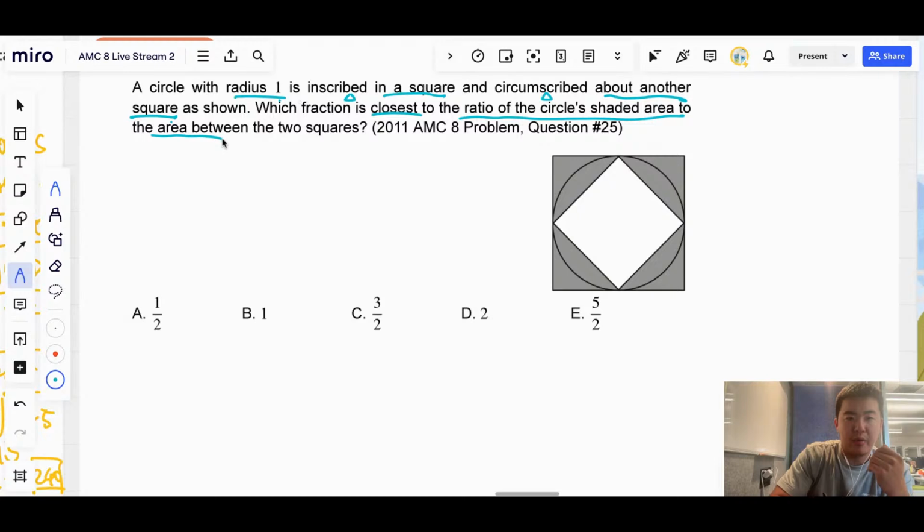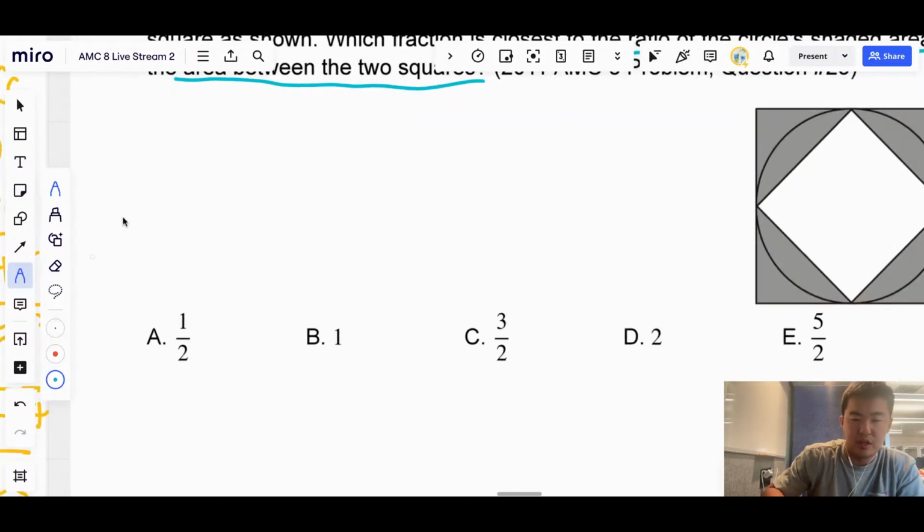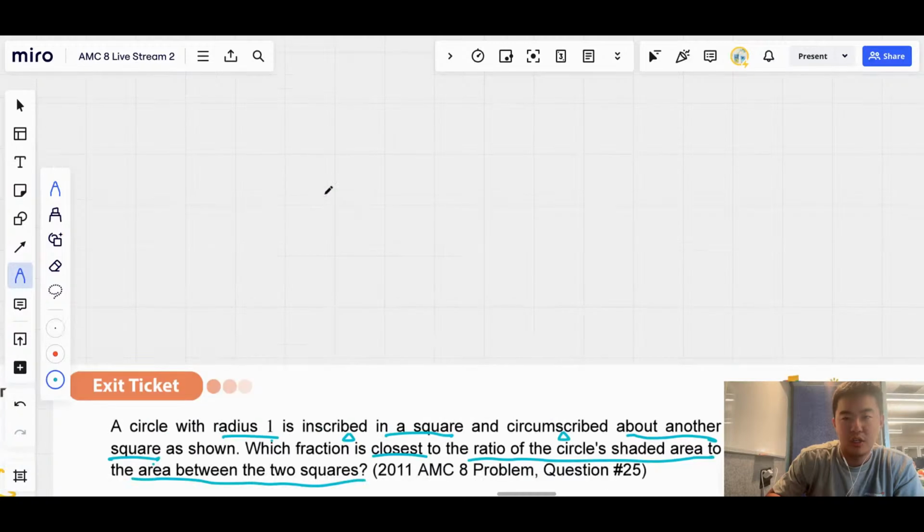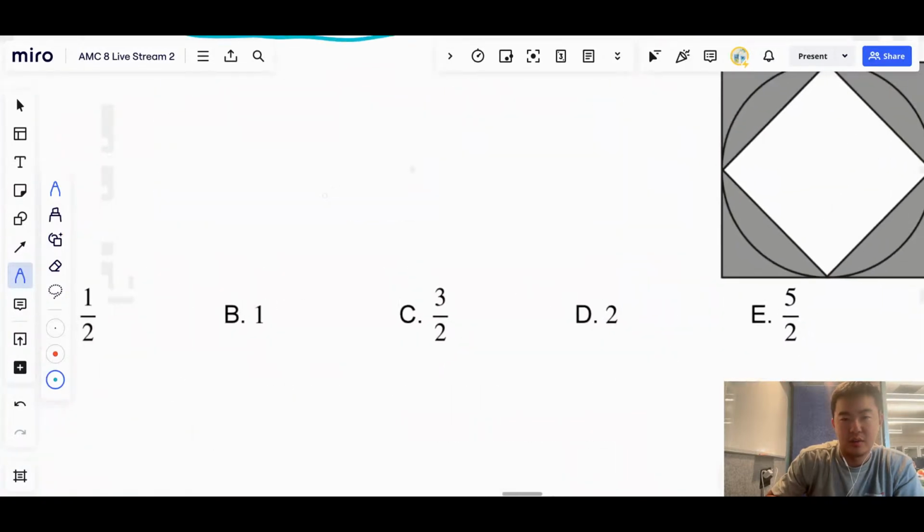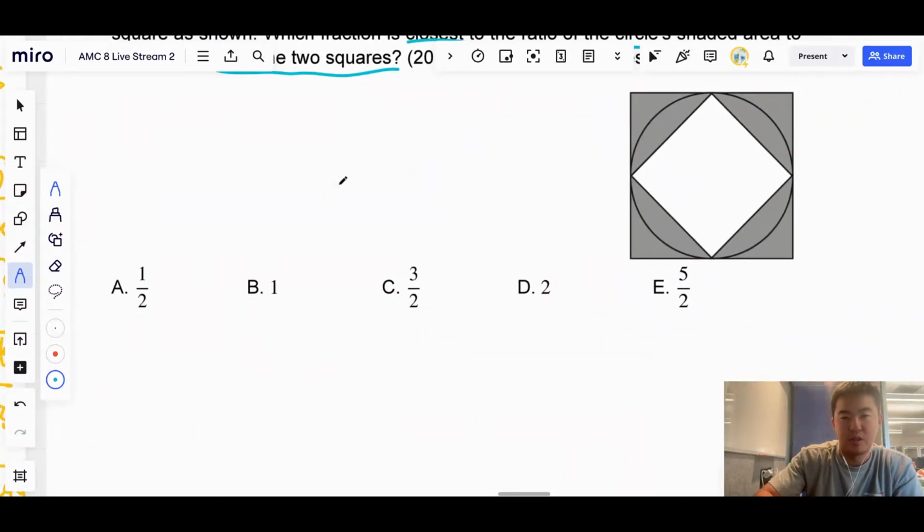And 2, the area between the two squares. Again, you can consider this question as finding the shaded area, okay? So what's our first step? Use the radius to get the areas of the circle. Sorry, I zoomed in too much. Okay, now it should be good.